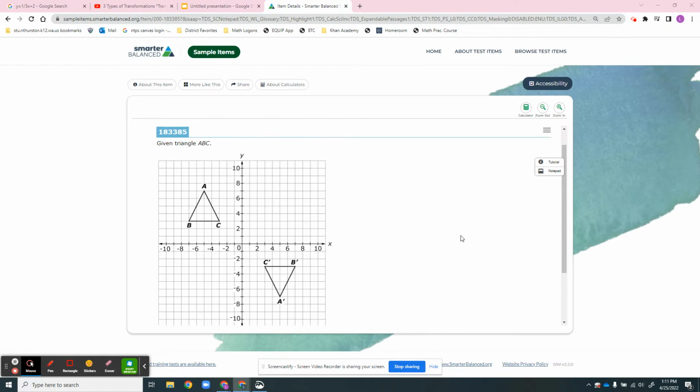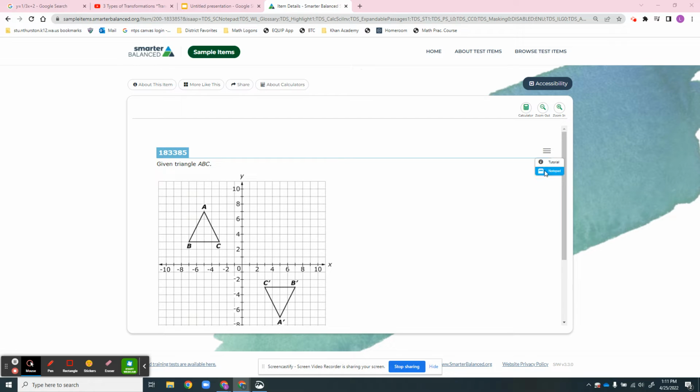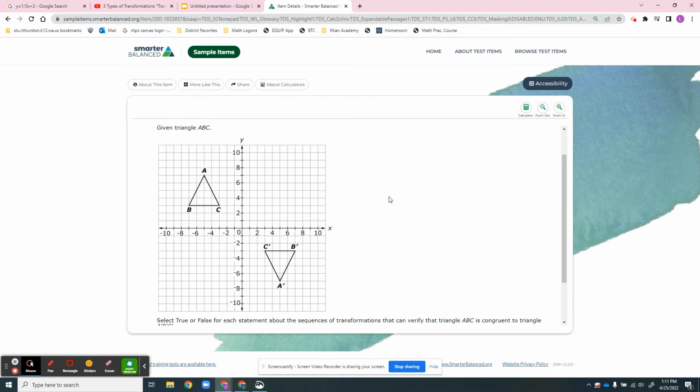So let's look at our accommodations here. We have the tutorial and we have the notepad, right? We've got that right there. We also have a calculator. But for this, I don't think we really probably need the calculator because I really want you to work this out on your graph paper or your whiteboard that has graph paper. If you need to use scratch paper that doesn't have lines on it, it'll probably be a little tougher.